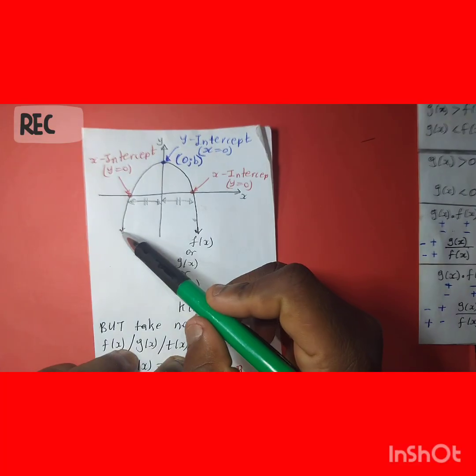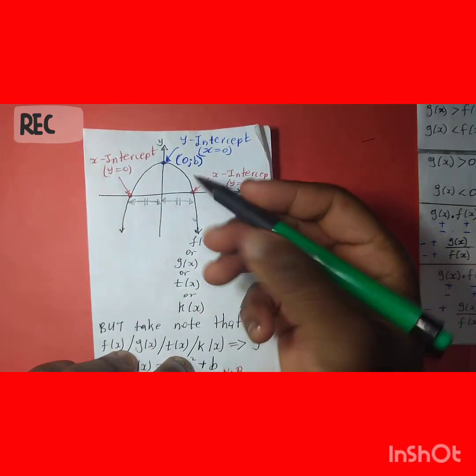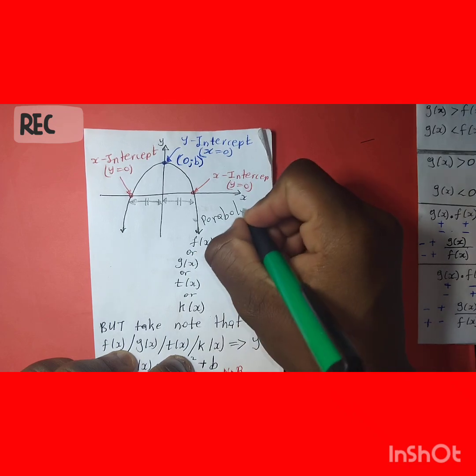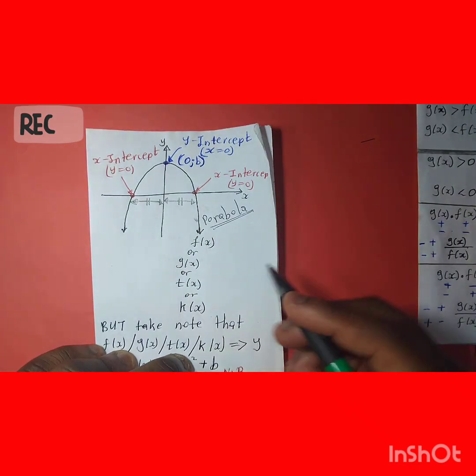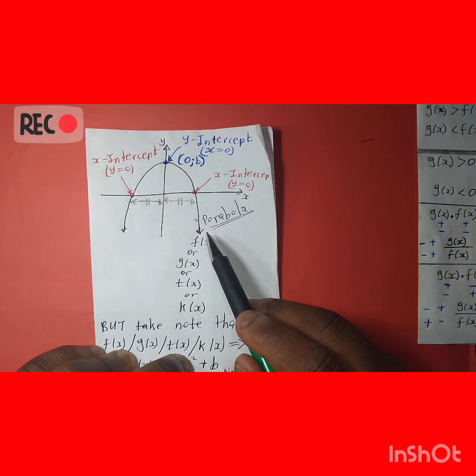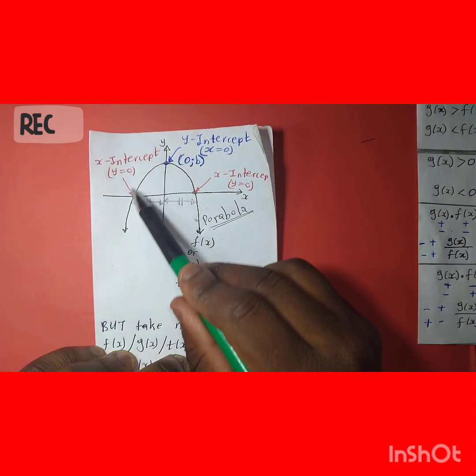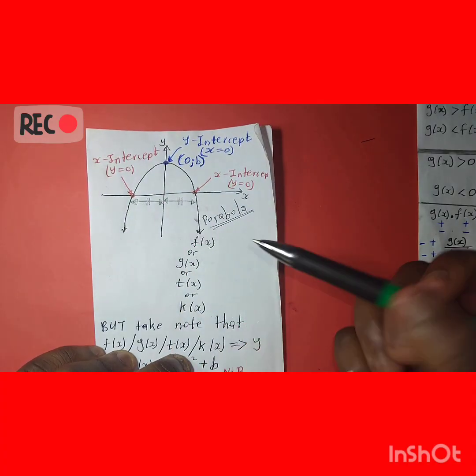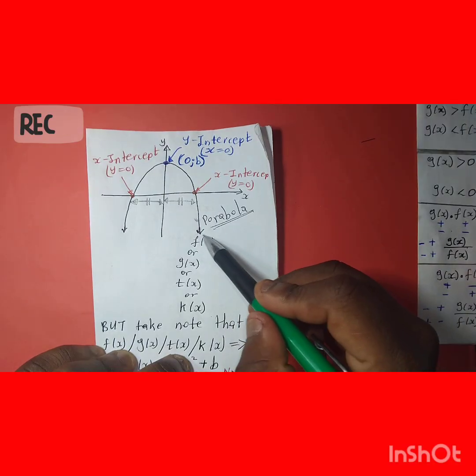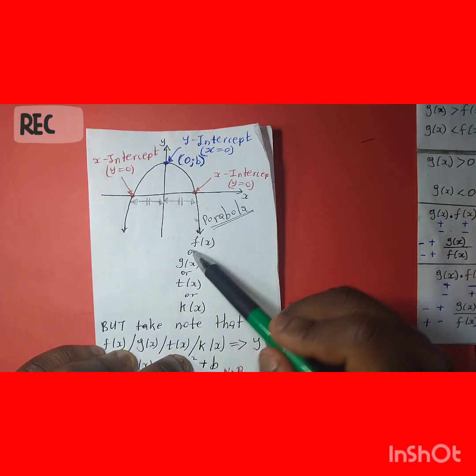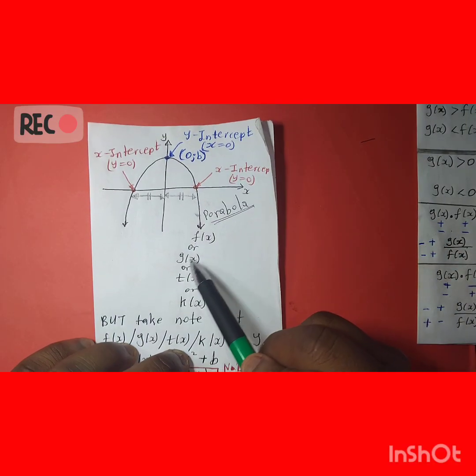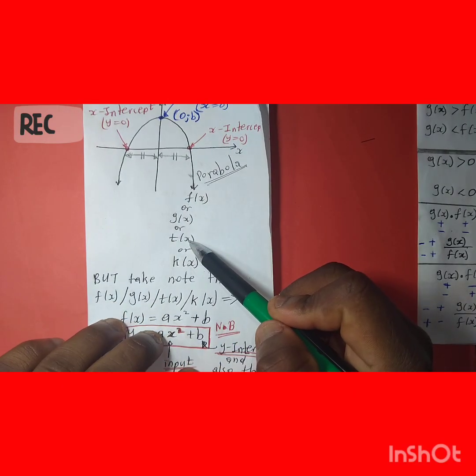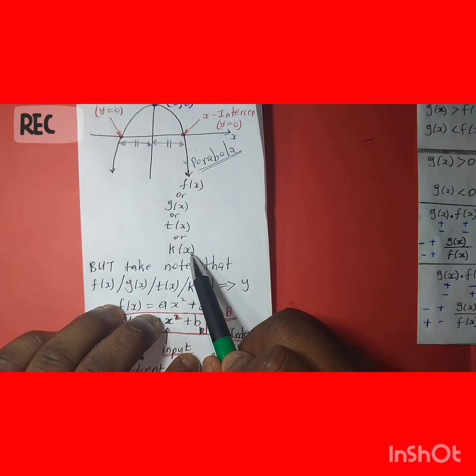When you see the shape, guys, you should know this thing. It is the shape of what? Of a parabola. The name of this function is a parabola function, and that function can be represented by f of x, or by g of x, or by t of x, or by k of x.